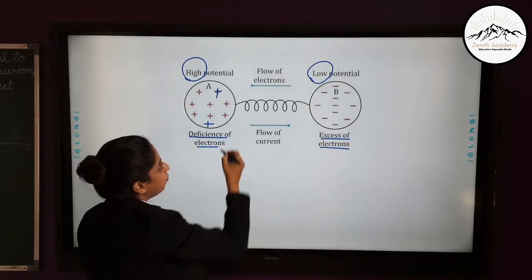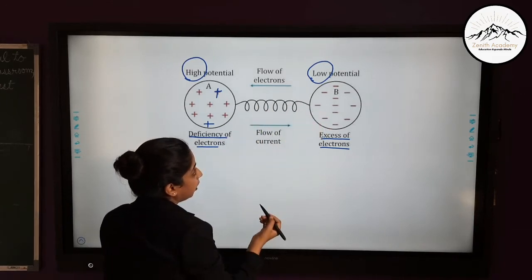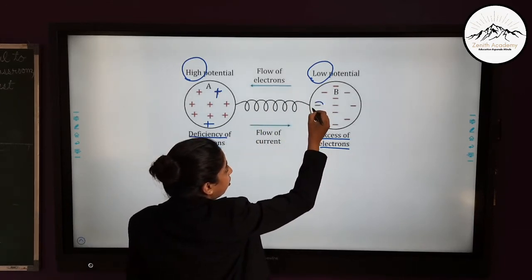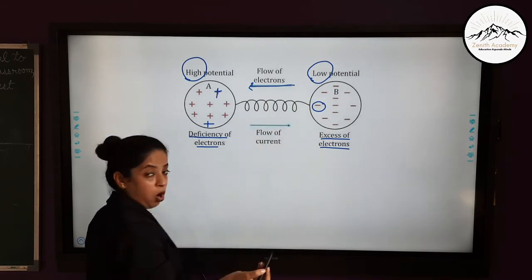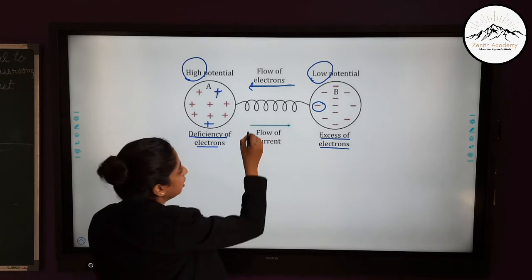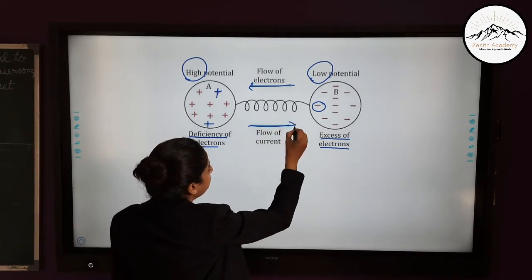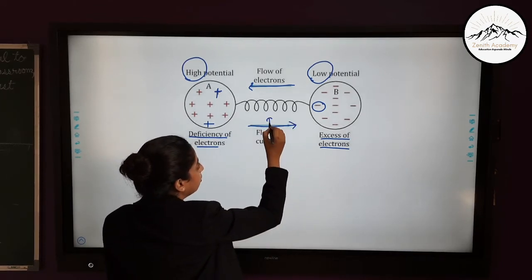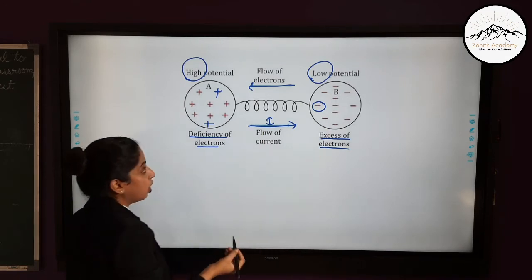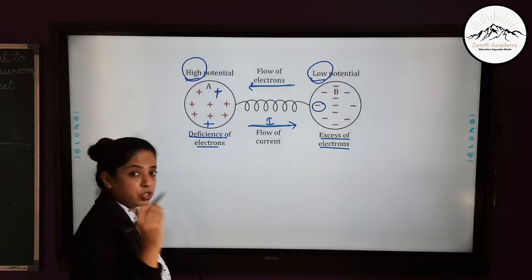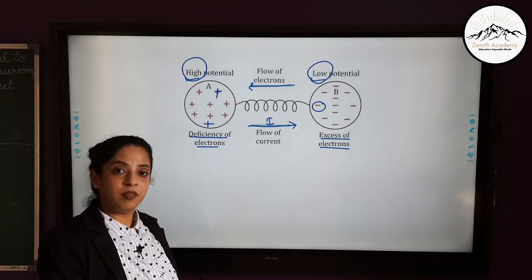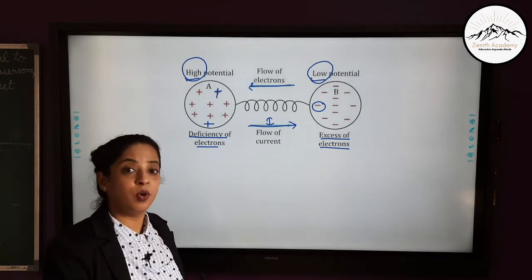Now if you connect it with a wire, since the electrons are more in number here, the electrons will flow like this, and we all know that the direction of flow of current is opposite to the direction of flow of electrons. So our current will flow like this. So here also the current is flowing from high to low potential. So you should always remember that current flows from high potential to low potential.